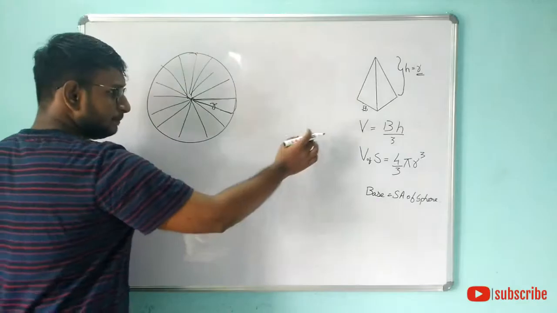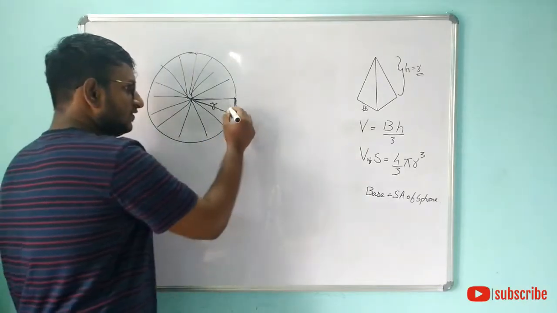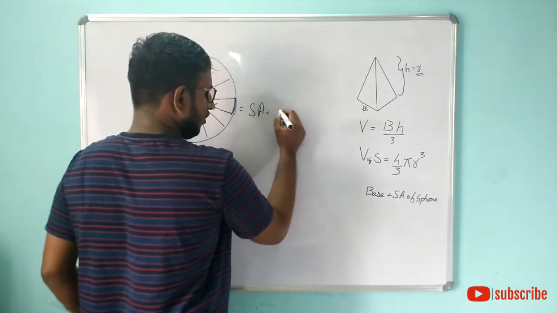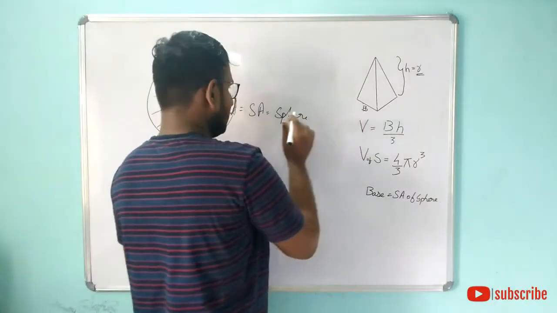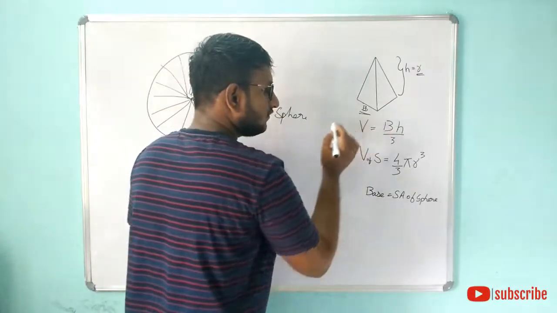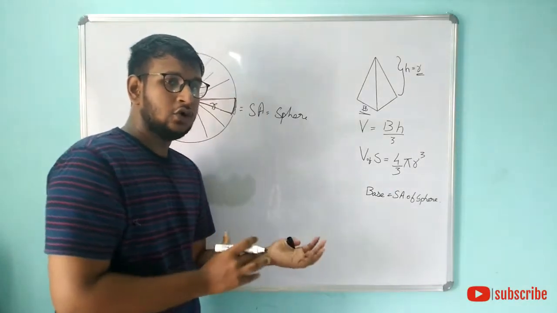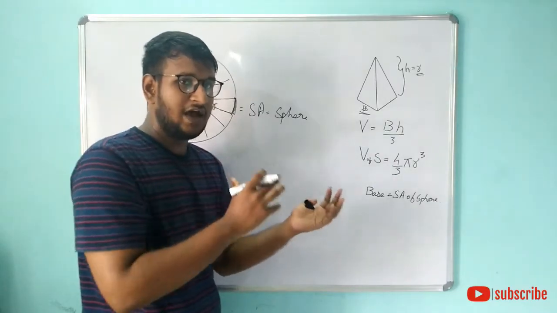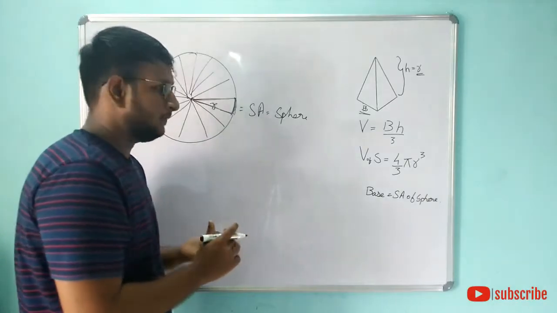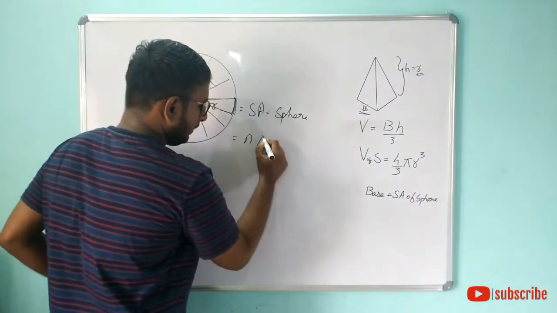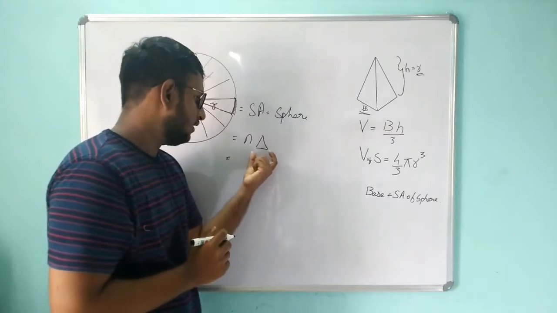Okay, so this base forms the outer area of the sphere, which is nothing but the surface area of the sphere. So this surface area forms the base of the pyramid. Okay, so like this we will be having n number of pyramids. So if we find the volume of the whole set of pyramids, we can find the volume of the sphere. Okay, so we are having n number of pyramids, and we want to find the volume of n number of pyramids.